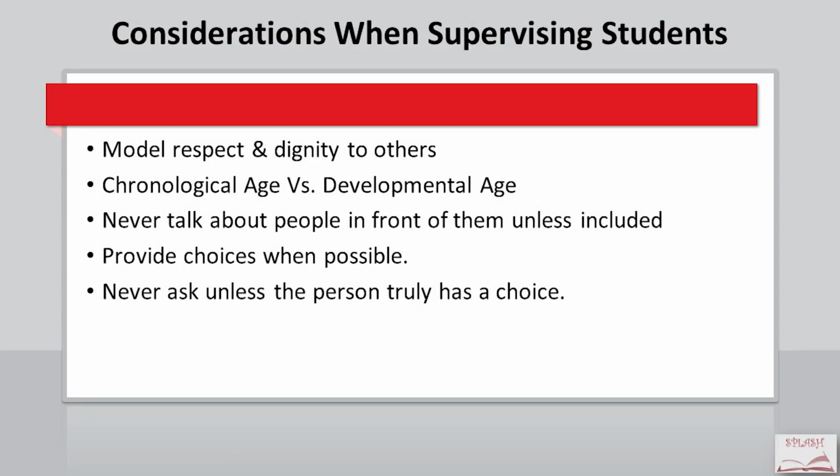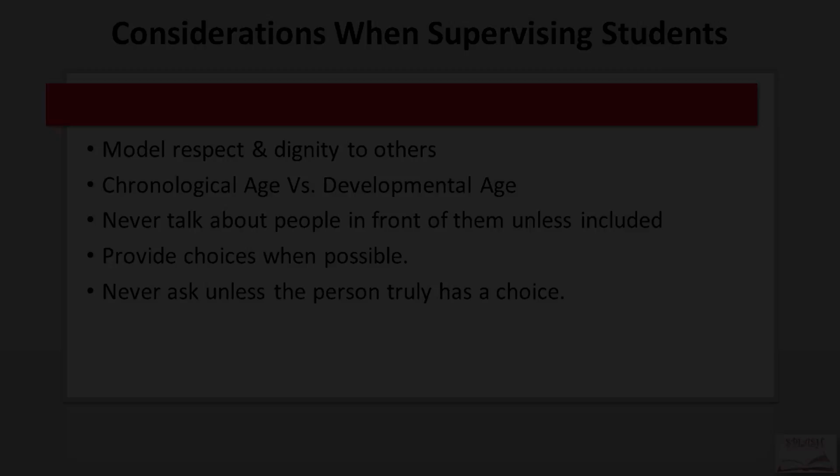Here are some final considerations to keep in mind when actively supervising students. Model respect and dignity to others. Be aware of your tone of voice and choice of words when giving students feedback. Chronological versus developmental age. Consider both chronological and developmental ages when developing tasks and expectations for the student. Materials should be age-appropriate as possible. Never talk about people in front of them unless they are included. Provide choices when possible, and never ask unless the person has a choice.